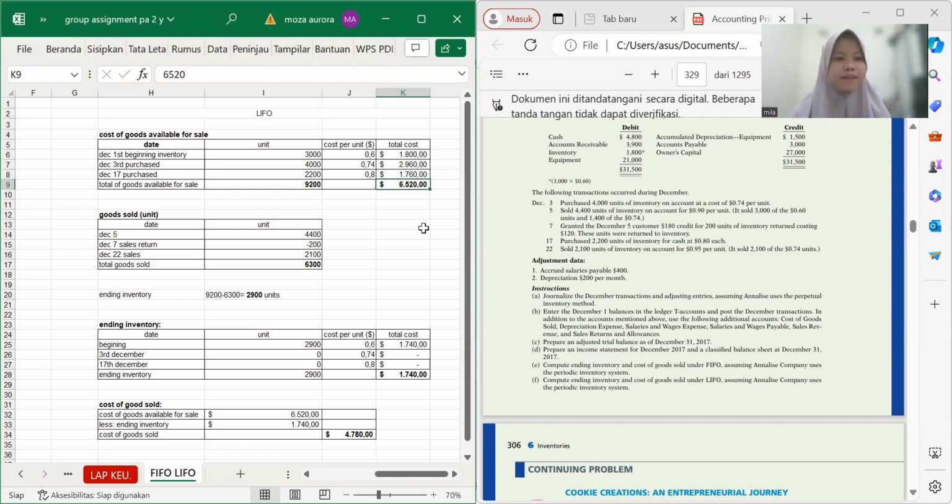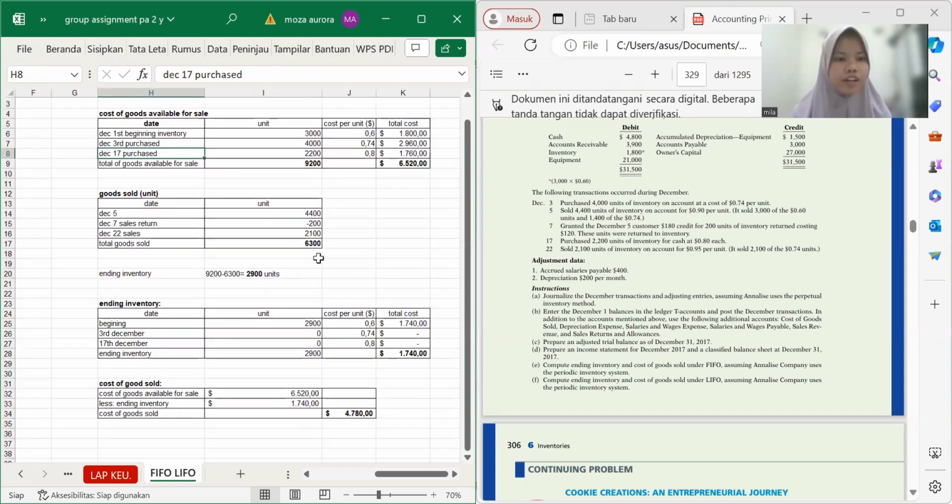And on 7 December, purchase is 2,200 and the cost per unit is 0.8 and the total cost is 1,760, and the total goods available for sale is 9,200 and the total cost is 6,520. Goods sold per unit is the same as before. December 5, 4,400, and sales return minus 200, and 22 December sales 2,100, and so the total goods sold is 6,300.